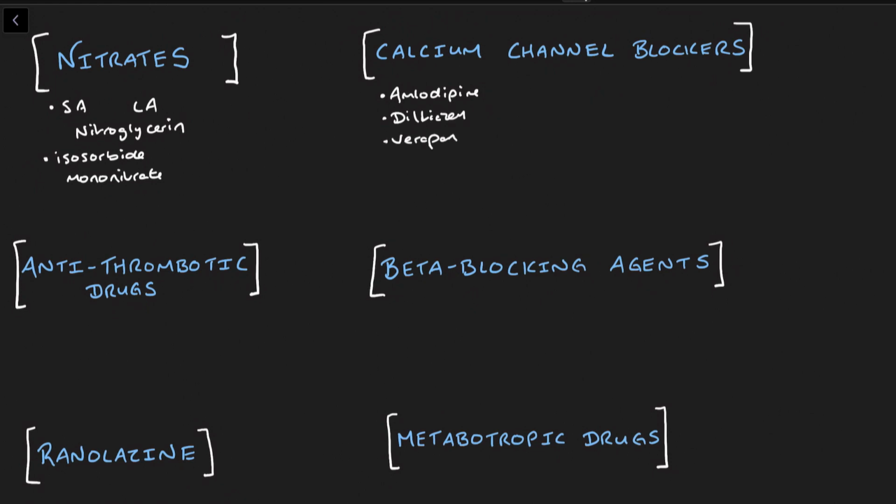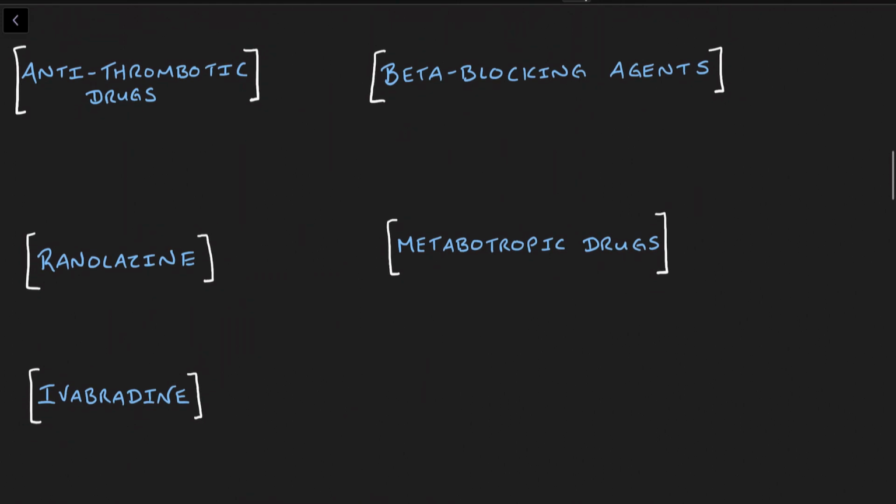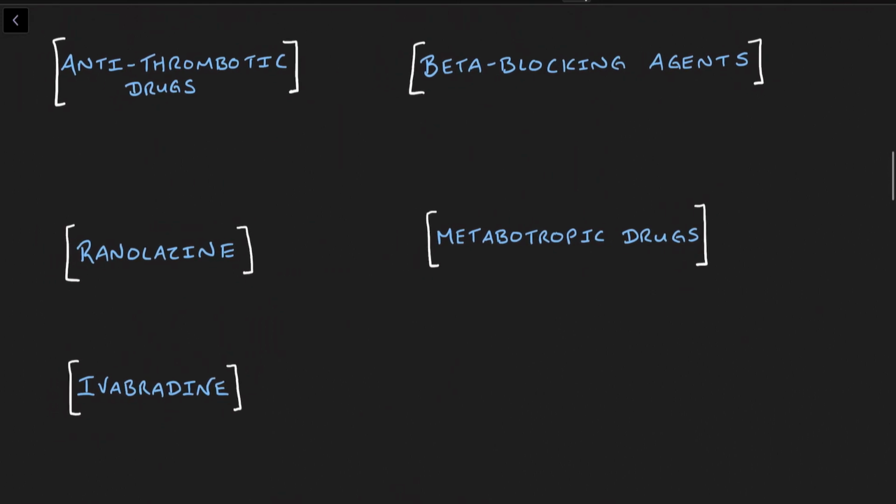And the next classification of drugs are antithrombotic agents. So here you've got anticoagulants such as heparin and warfarin, and you've got antiplatelets such as aspirin and clopidogrel. These reduce the aggregation of platelets that adhere to one another.